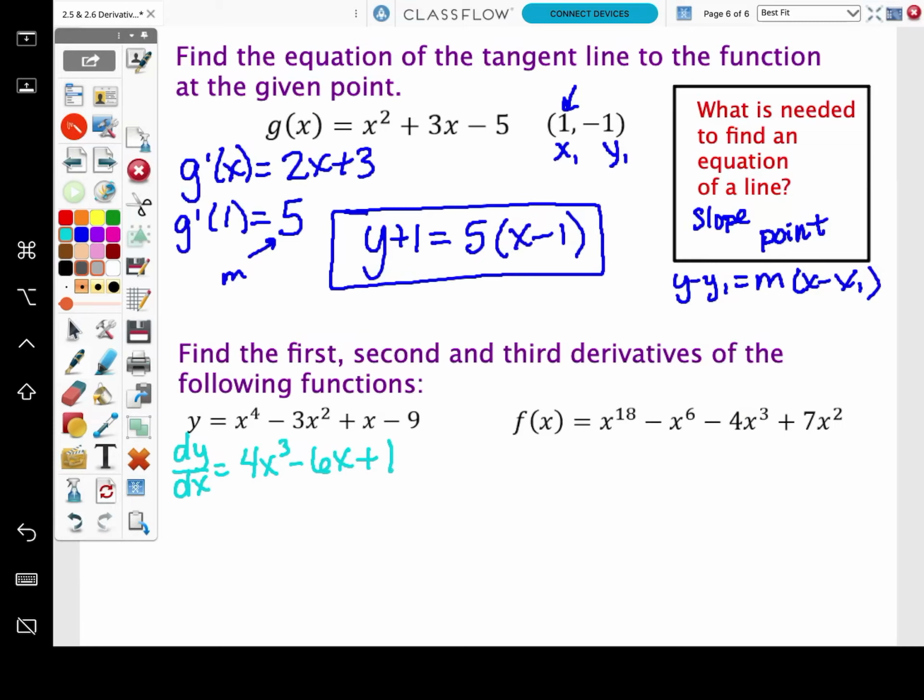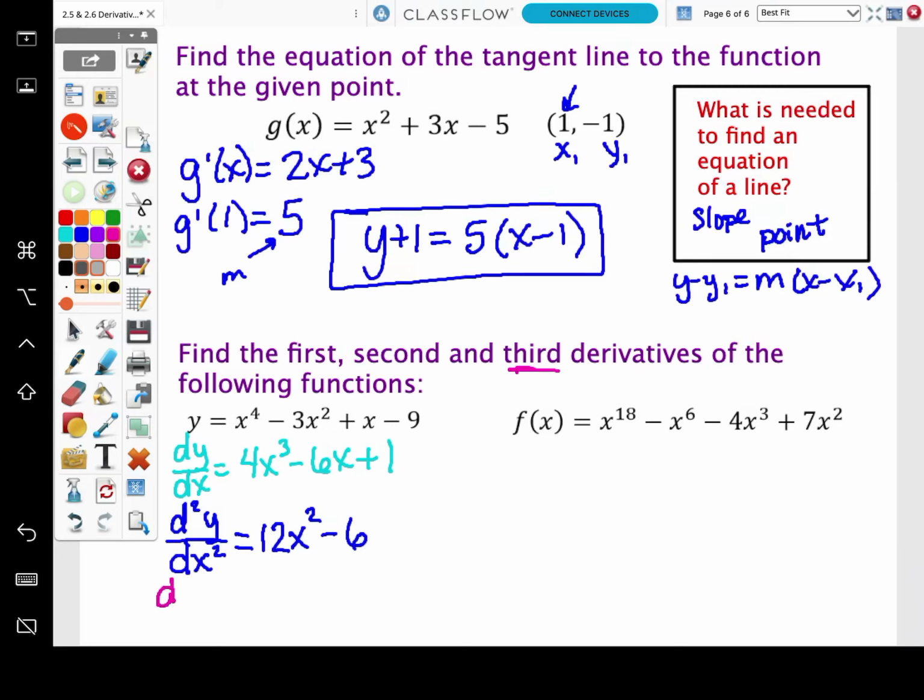Okay, second derivative just means you find the derivative of the derivative. So here's some funky notation for you. Second derivative is d2y over dx squared. Okay, those 2's indicate it's a second derivative. And we just pretend like 4x cubed minus 6x plus 1 is a function, and we differentiate it following our rules. So that would be 12x squared minus 6.